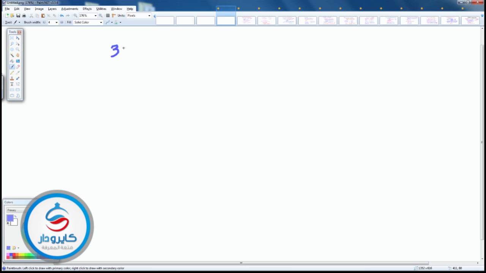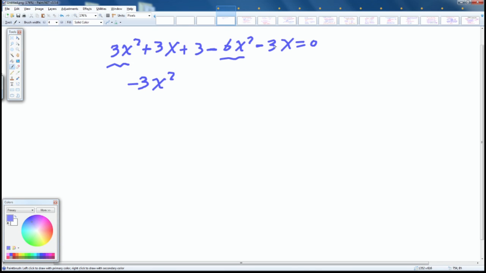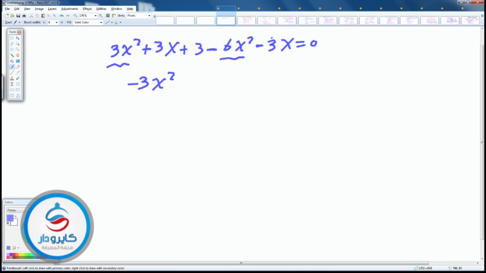Now we have 3x squared plus 3x plus 3 minus 6x squared minus 3x equals 0. So 3x squared minus 6x squared will be negative 3x squared. The 3x terms cancel out, plus 3 equals 0. So x squared equals 1. Now we get the value of x equals positive or negative 1.